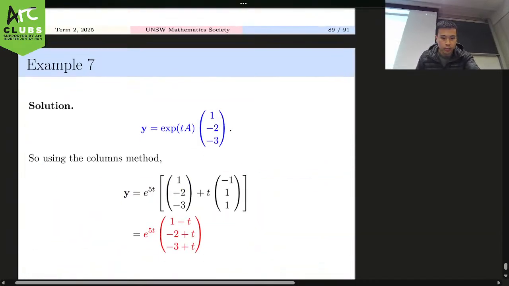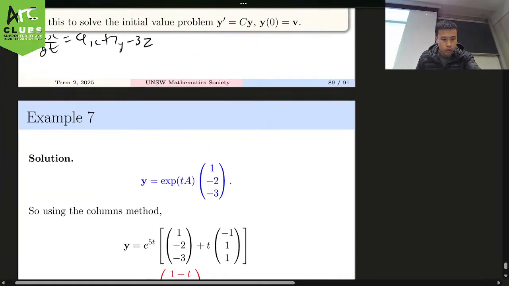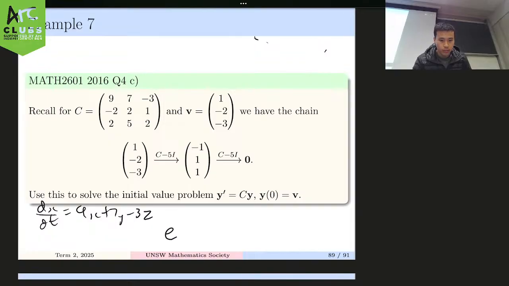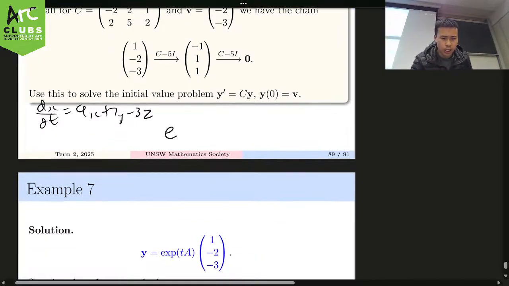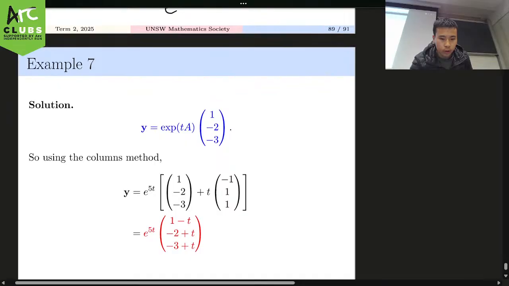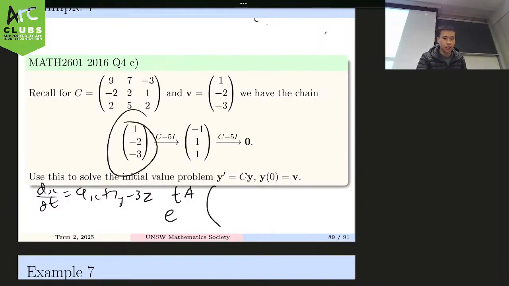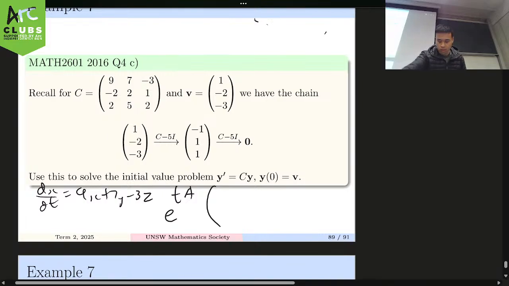Okay, I just have to check. So it's going to be equal to e. Which eigenvalue are we using? We're using 5. So e to the tA of our initial state. It just so happens that the starting eigenvector is also the initial vector as well.